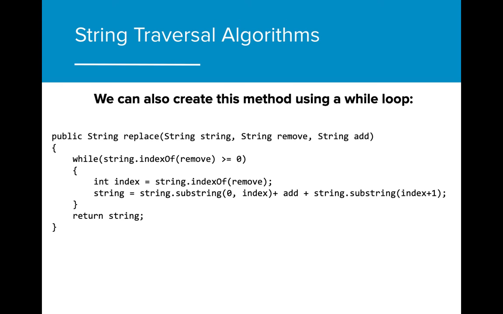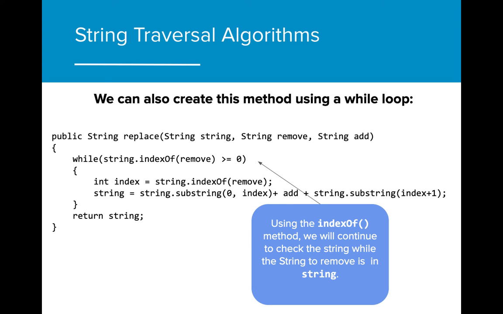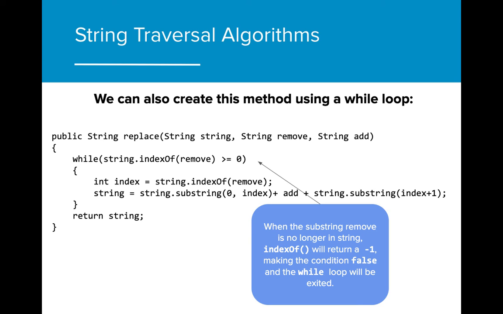We can create the same method using a while loop. Strings can also be traversed through while loops. In this implementation, the while loop is checking to see if the substring that is being removed can still be found in the string. indexOf returns a positive integer or 0, indicating the index of the substring if it exists, and -1 if the index cannot be found, which is why it is set to greater than or equal to 0.